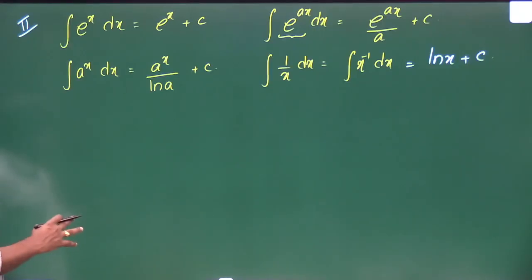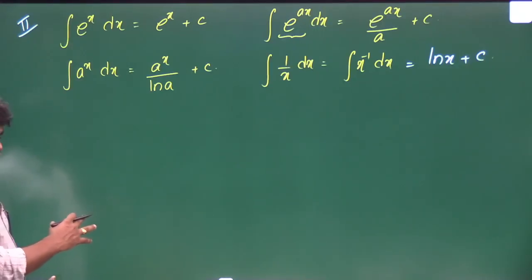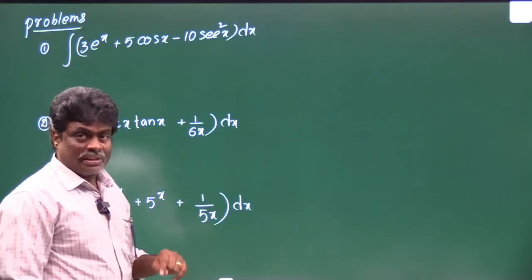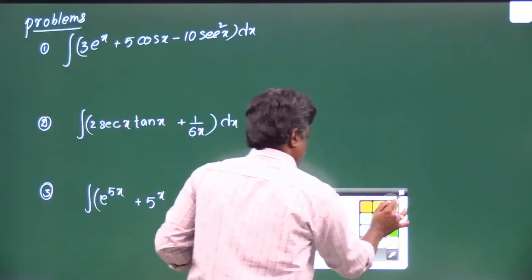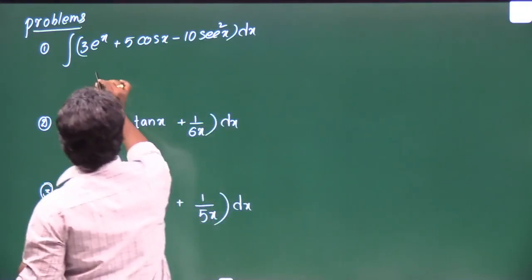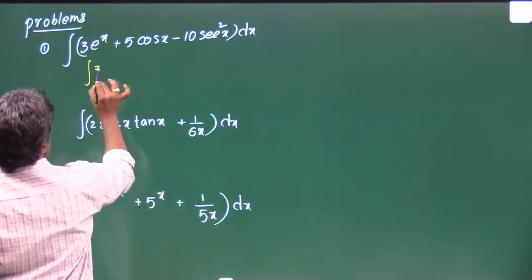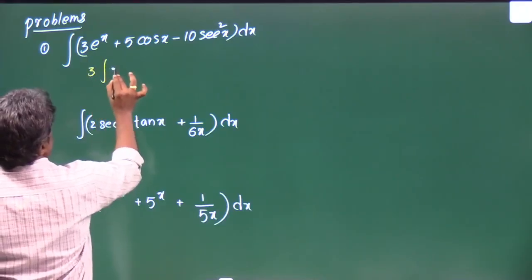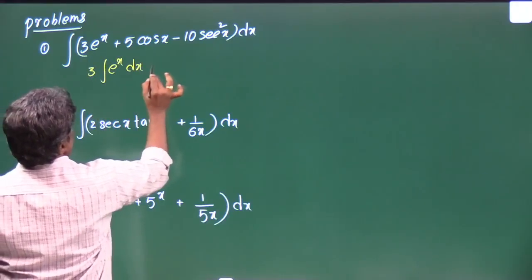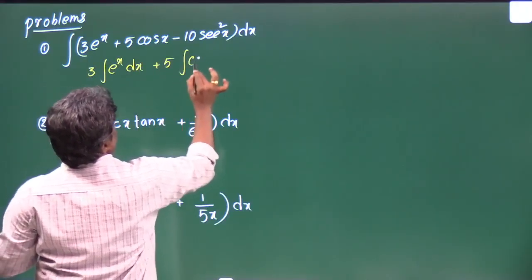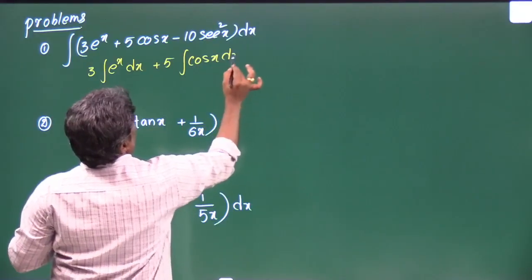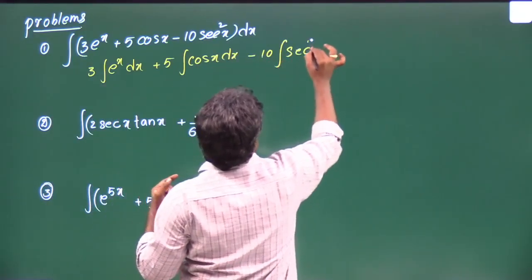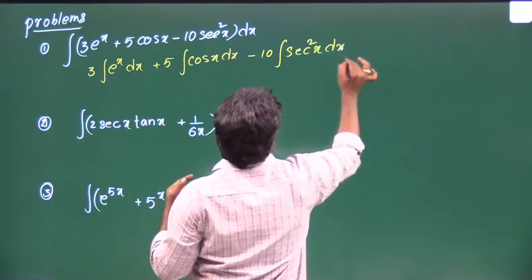I hope you have copied this. Now let us take a few questions here. So the first one, first split it, that is integral 3, you can write constant 3 outside, integral e raised to x dx plus 5 outside, integral cos x dx. If you know already, you just pause the video and do it yourself and check the answers. Minus 10 outside, integral secant square x dx.